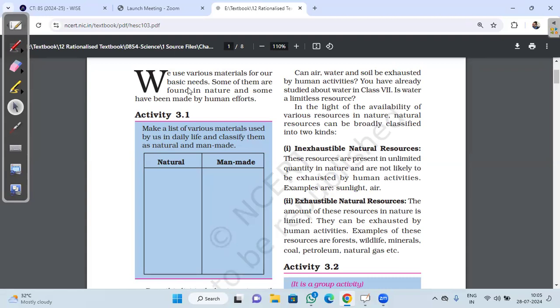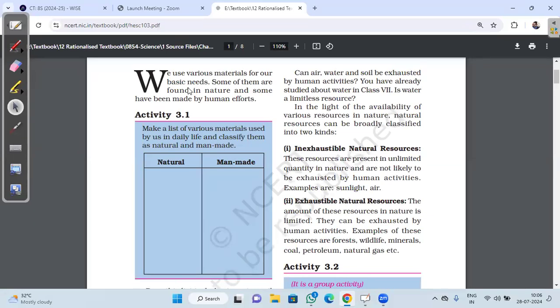See, renewability and non-renewability is a different thing. We are just looking at whether the resources are exhaustible or inexhaustible. Exhaustible natural resources are the resources which can get finished. Inexhaustible natural resources are the resources which do not get finished; they never finish.